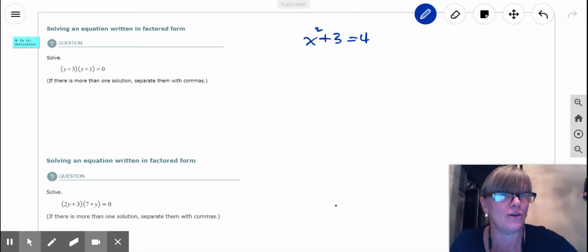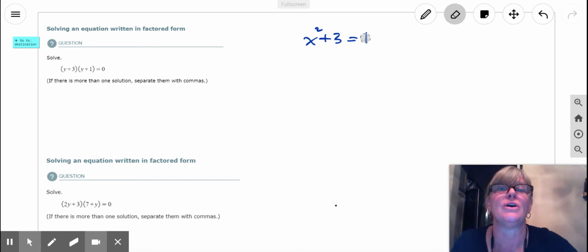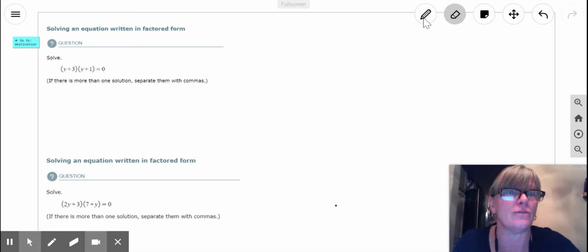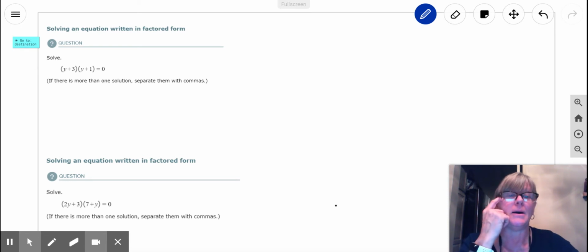So we're going to learn all the different ways in this particular chapter to solve quadratics.